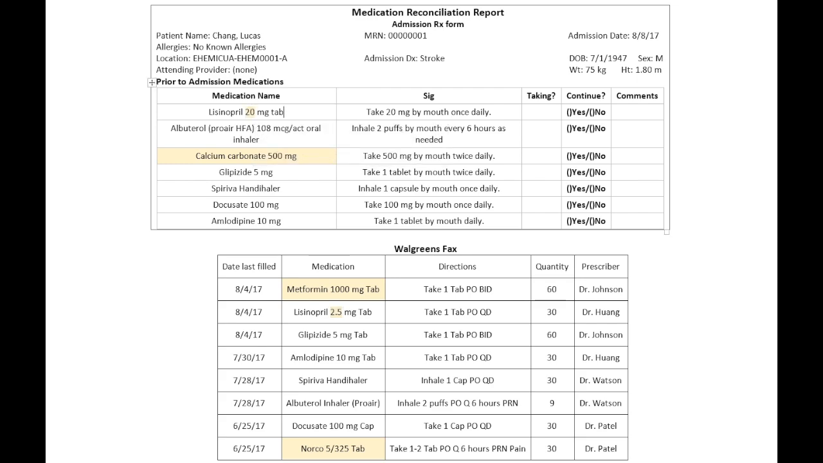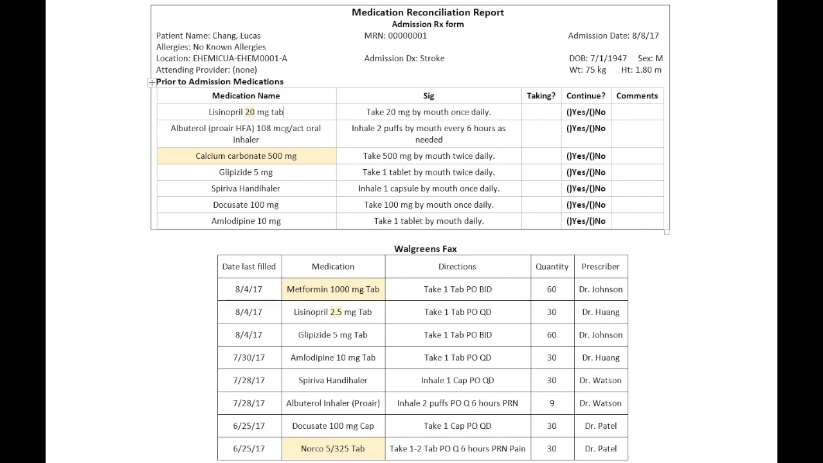Now it's time to go interview the patient. Here's a quick example. Hello, Mr. Chang. My name is Katie, and I'm the student pharmacist. This will only take a few minutes of your time. I'm here to go over the medications you're taking at home so that we can continue to optimize your care during your stay here at the hospital. Is now an okay time to go over your medications? Yeah, now's a good time.